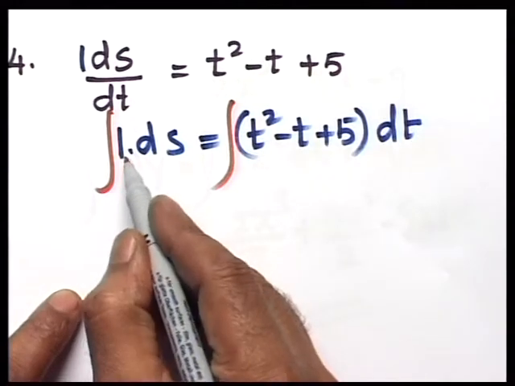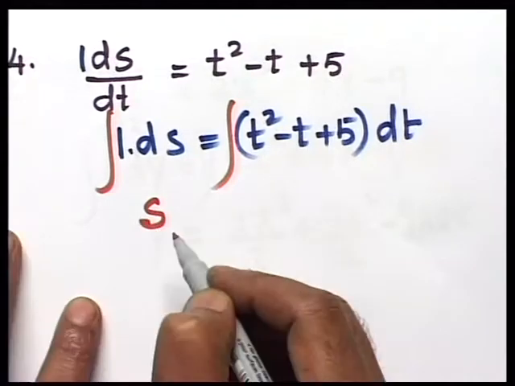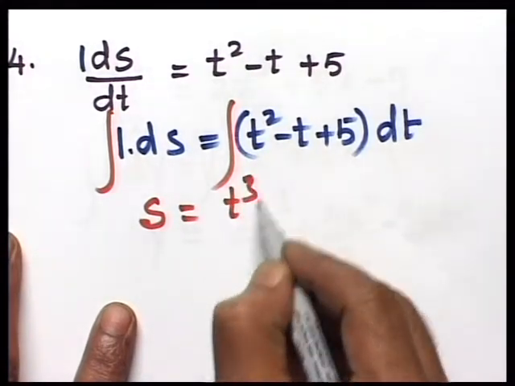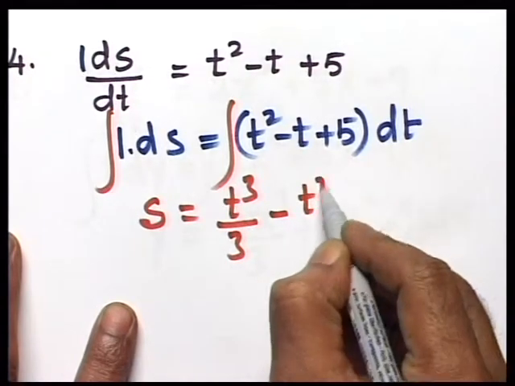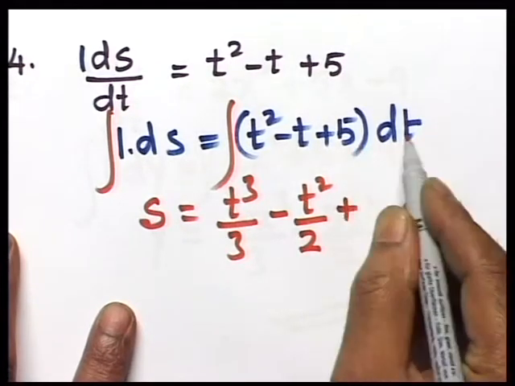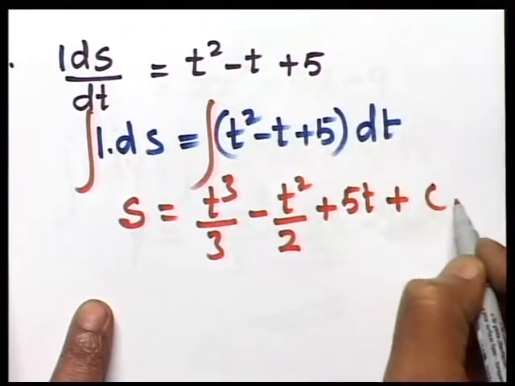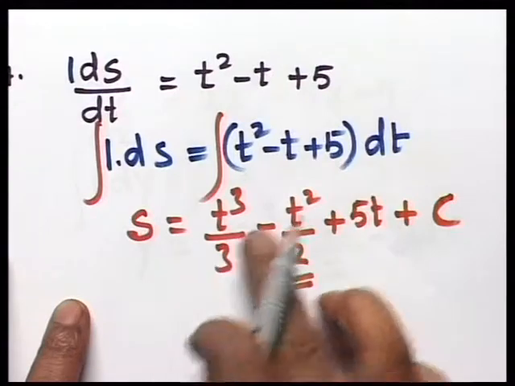So integration of 1 with respect to s is simply s, equals t squared will become t cubed divided by 3, and minus, that should be t squared divided by 2, you all know, and plus 5 with respect to t is 5t, and plus c. That's the most important thing, right? So that's the differential equation.